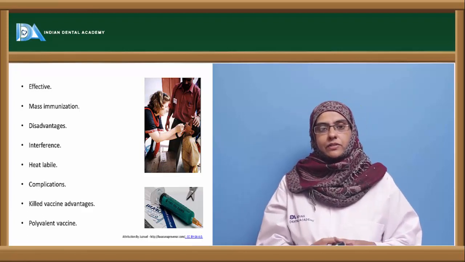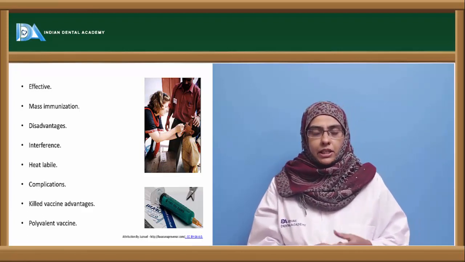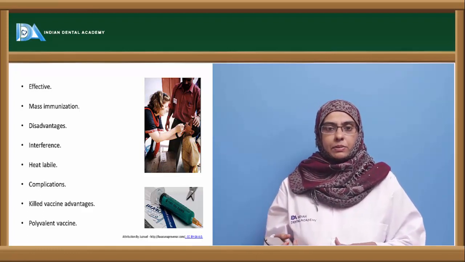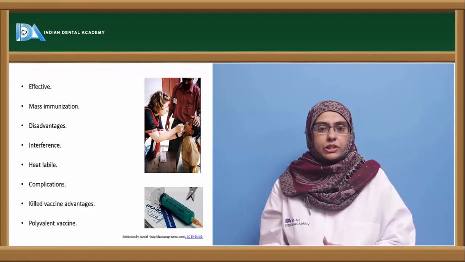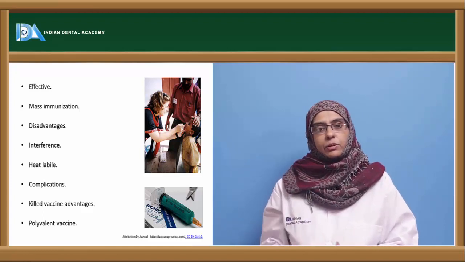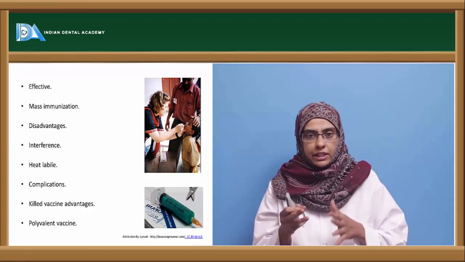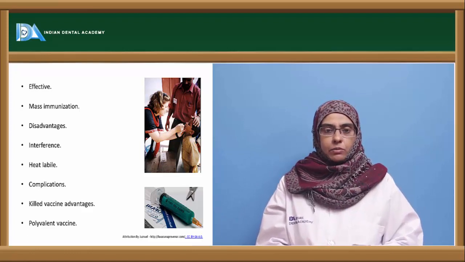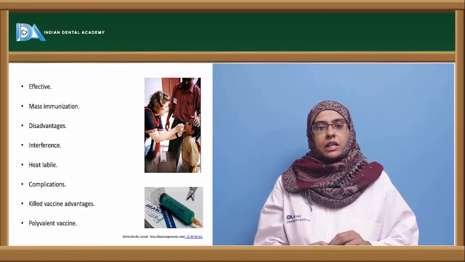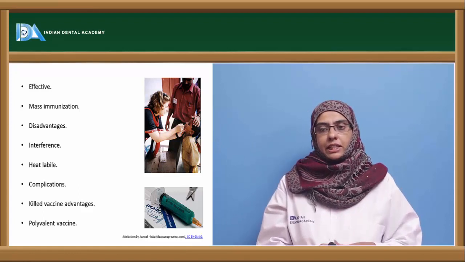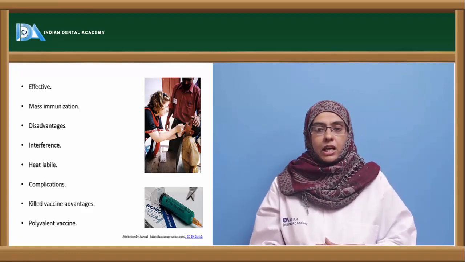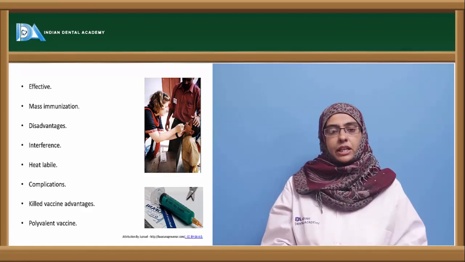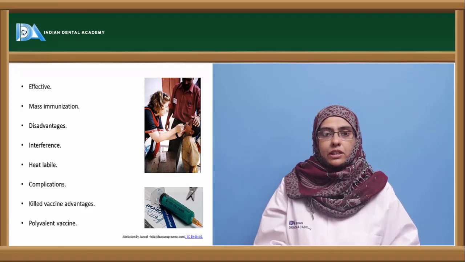Coming to the disadvantage of this live vaccine, sometimes the immunity of the host can interfere with the vaccine that has been given. As a result, there will be elimination of the vaccine that is given, which will not be able to protect the individual from such infection. So the interference is one of the disadvantages of the use of live vaccines, and moreover they are heat labile in nature, and they can get easily inactivated when there is an increase in the temperature. And the complication that is associated with the live vaccine is that sometimes the attenuated strain can get converted to the wild form and can cause the infection.